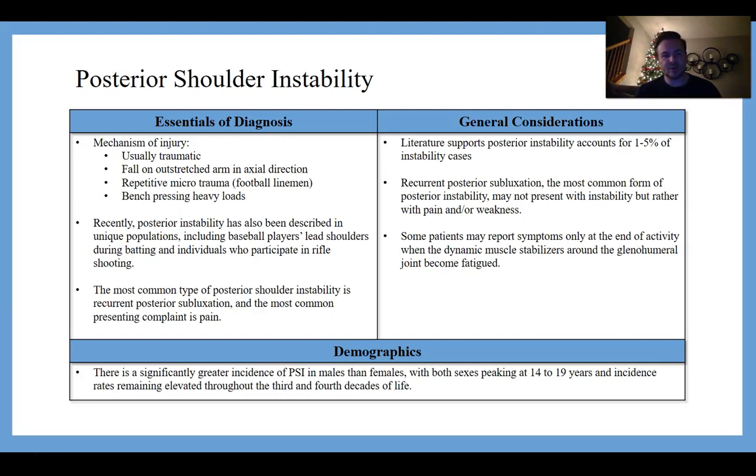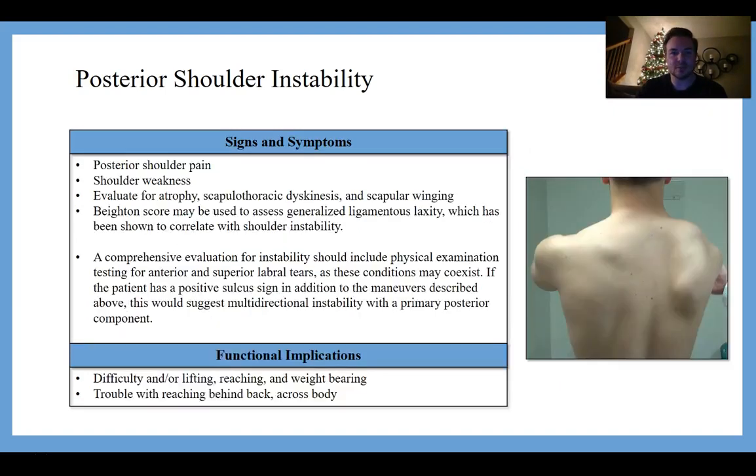So the demographic here: there's a significantly greater incidence of posterior shoulder instability in males and females, both sexes peaking at 14 and 19 years, and incidence rates remaining elevated throughout the third and fourth decades of life. So this is mainly for your younger, active individuals from your teenage years to 30s and 40s. Posterior instability accounts for about 1 to 5% of all instability cases. Some studies show up to 10%, but it's definitely much, much less than anterior shoulder instability.